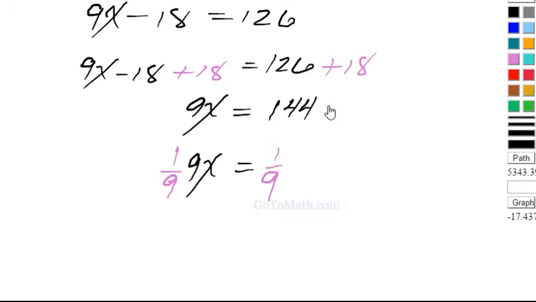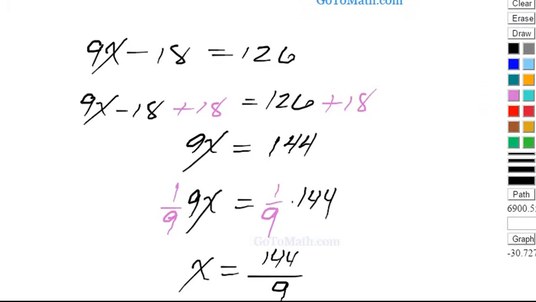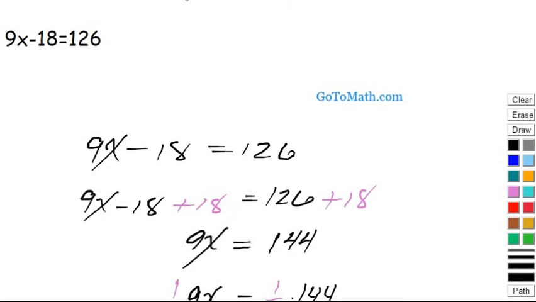1/9 times 144. Alright, so we end up with a 1 here, but we're not going to write it. So we got x, and surely this simplifies down. 144 over 9. I can't think. 12 times 12. Oh yeah, I see it now.